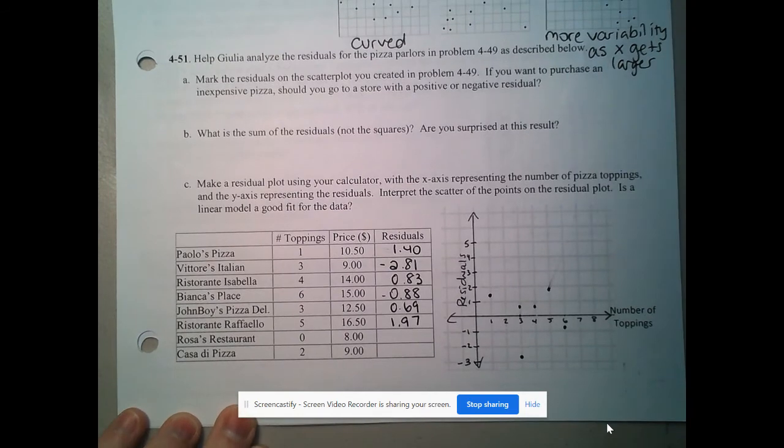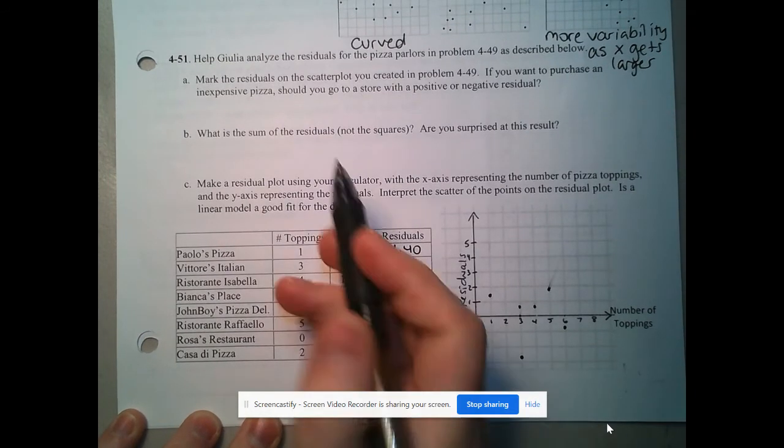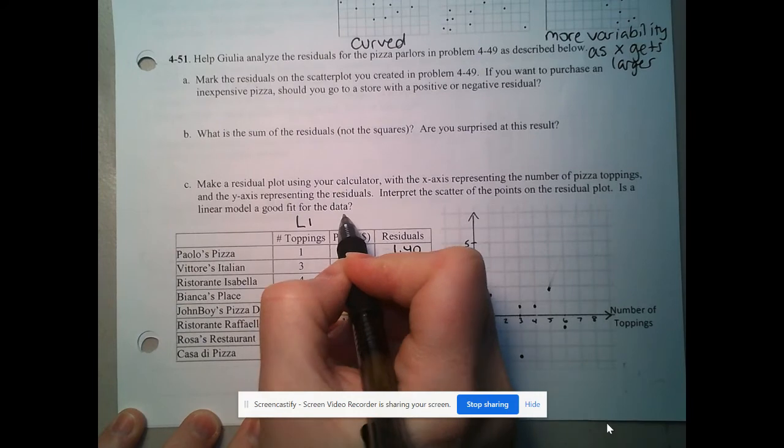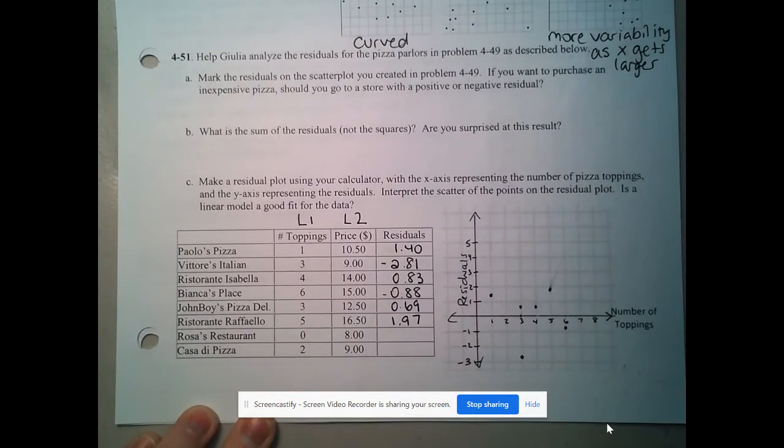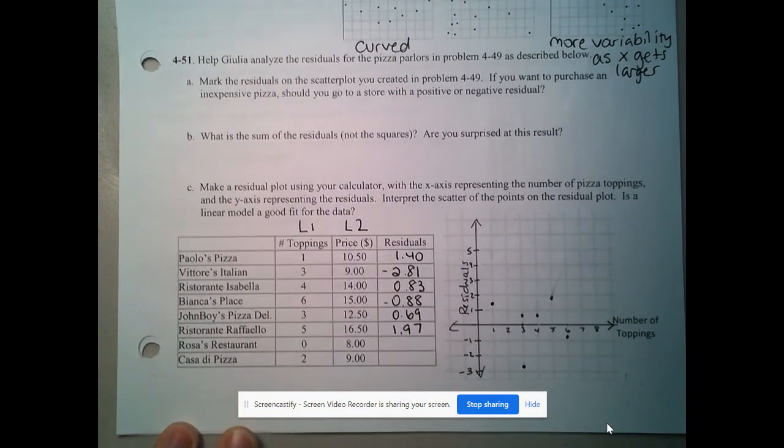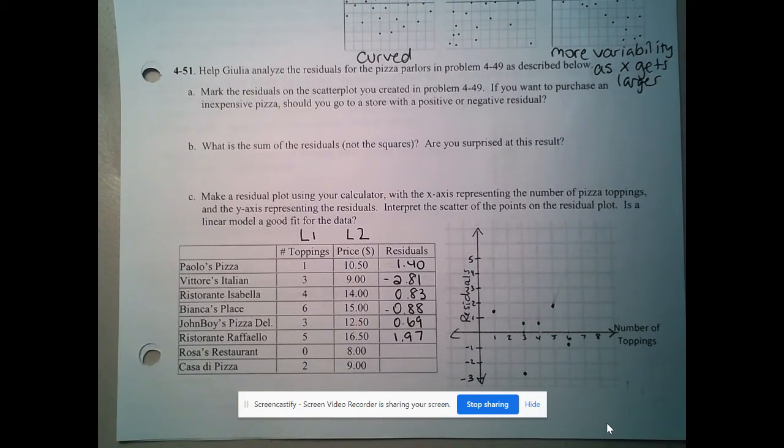You would just be entering in toppings number 1 for list 1 and price for list 2. Residuals are not there yet. So mark the residuals on the scatter plot that you created in problem 449.